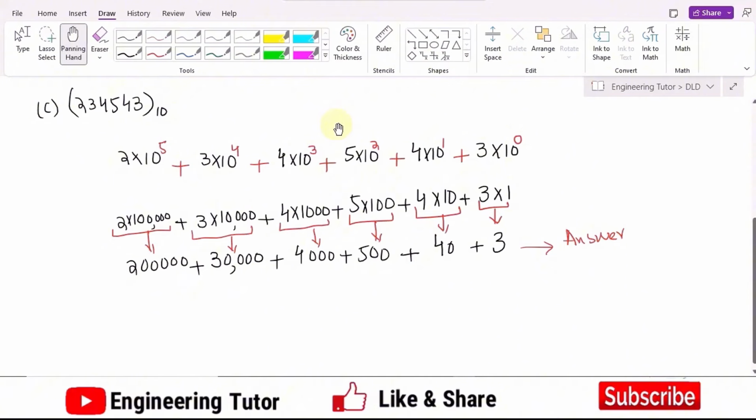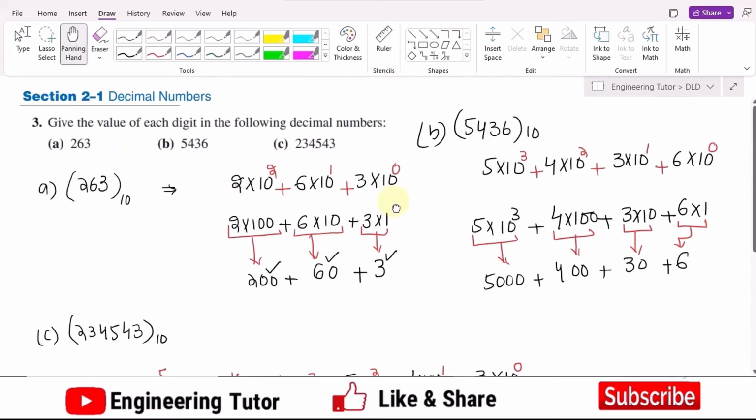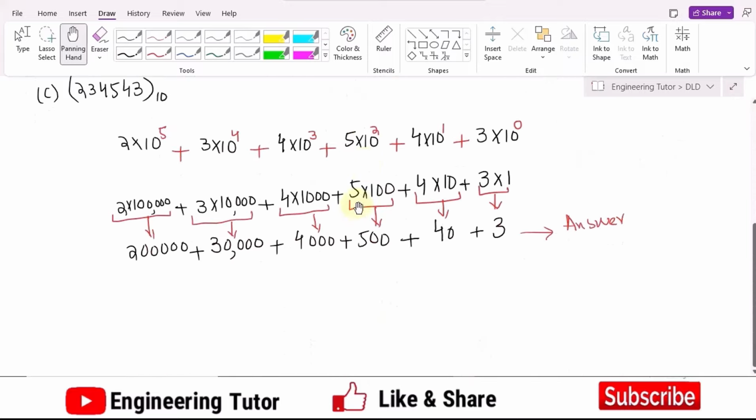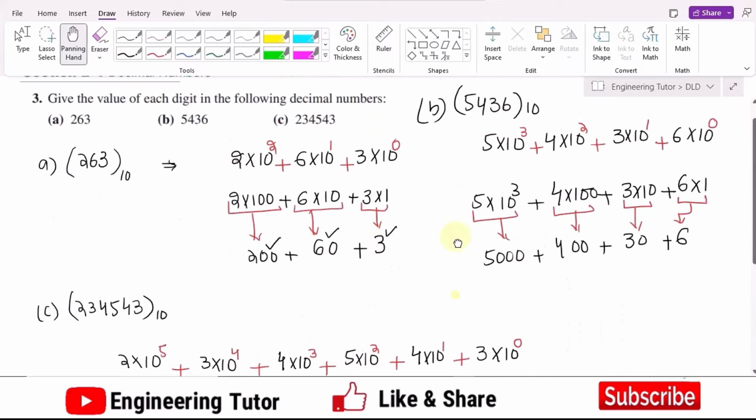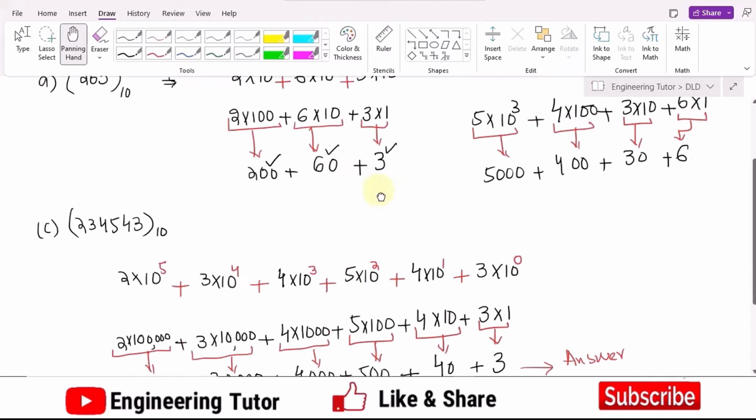So that is the end of my question, in which I have seen how to find the value of each digit in the decimal number. Okay, so that's it for today, which is for your concept and how to represent different decimal numbers with their values as well.